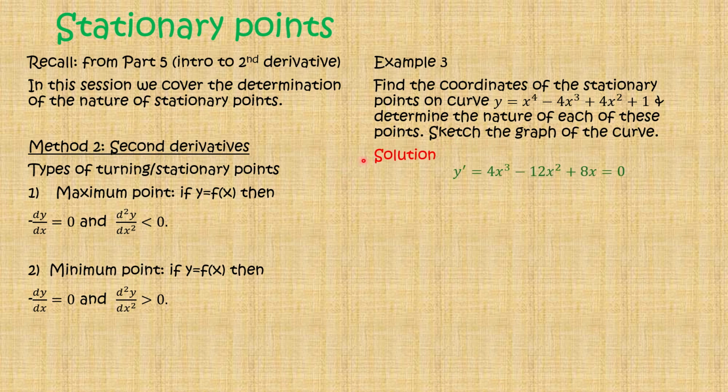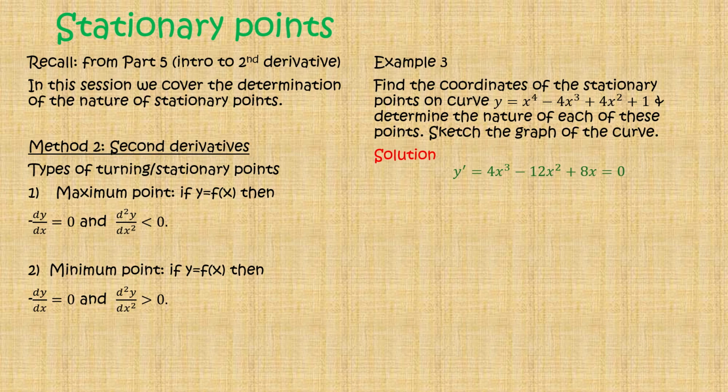So firstly, the solution. We know that we can find the first derivative of y, which is simply y prime. And y prime is 4x cubed minus 12x squared plus 8x. Then we equate this to 0 because we want to determine the stationary points if there are any stationary points.